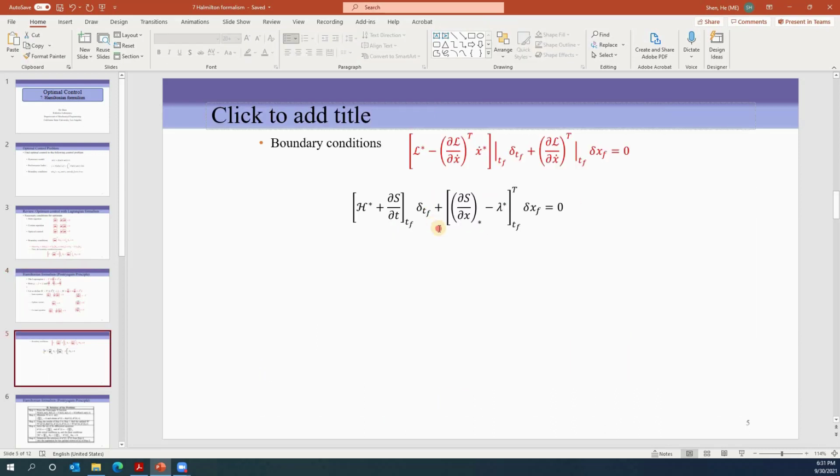And toward the end is the boundary condition. The way to use the boundary condition is the same as how we used it before. So it depends on whether tf is free or not, and delta xf is free or not. It's totally fine if you only have one state that is free and the other state is fixed. In that case, you get different equations. That is something you need to pay attention to.